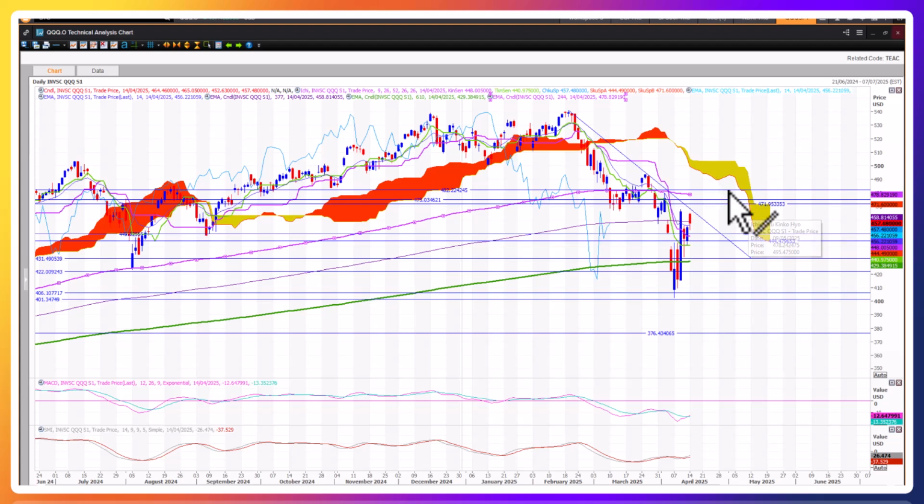The bottom end of the cloud here will act as resistance, and we really need to see the QQQ break past this top end cloud chart resistance to be bullish on the daily Ichimoku Cloud. But so far so good.